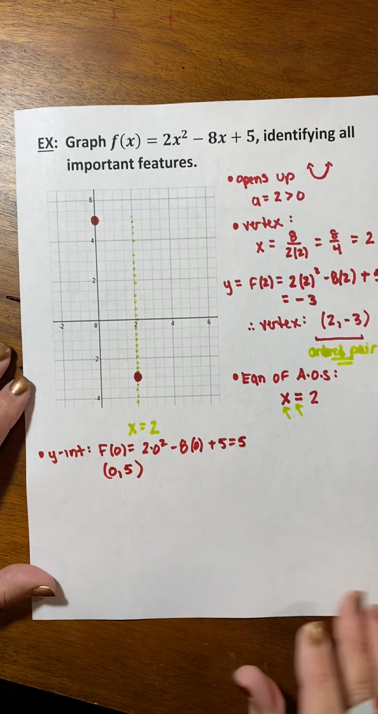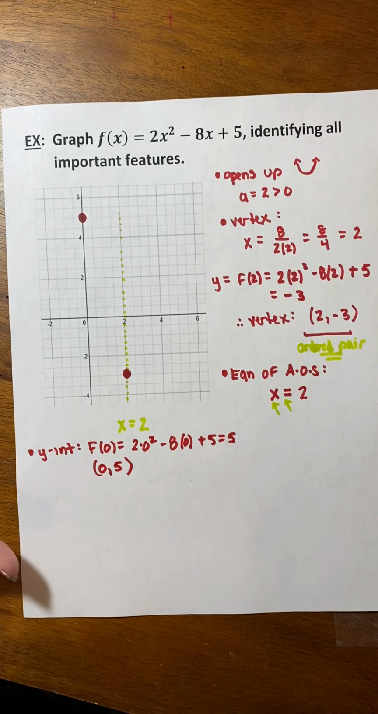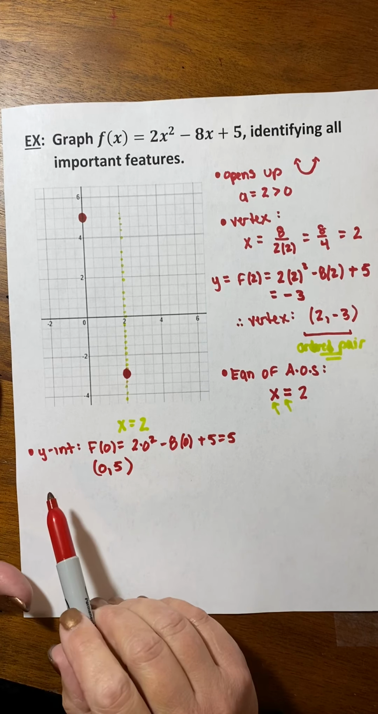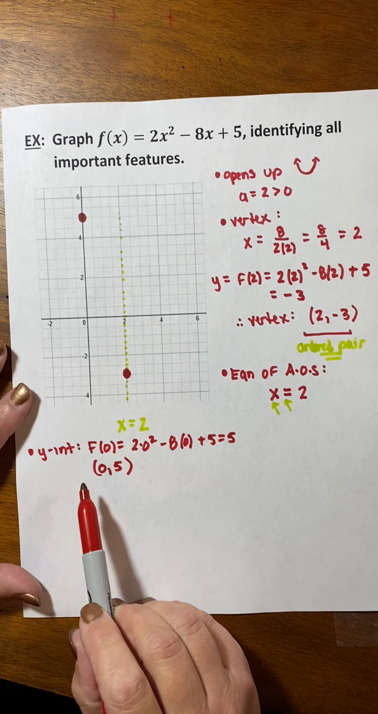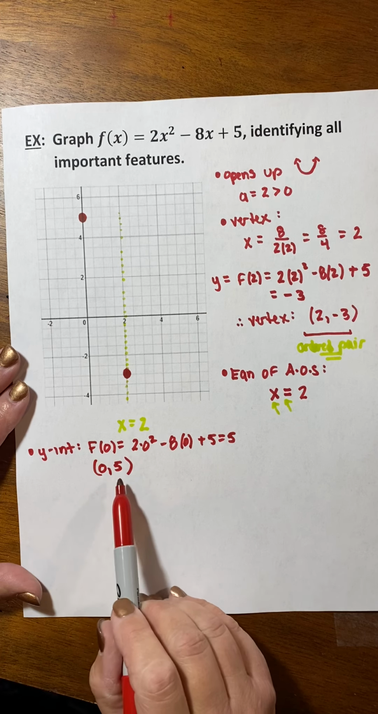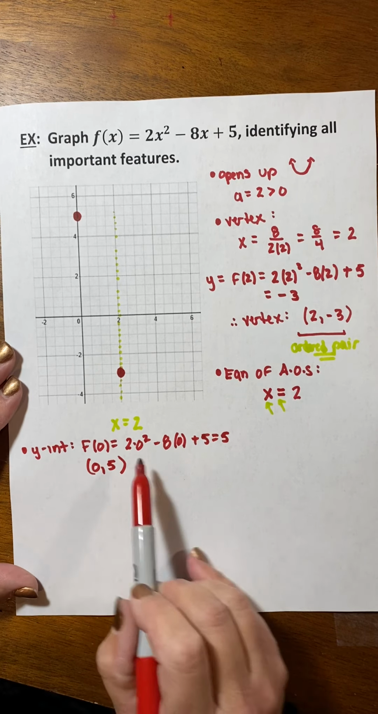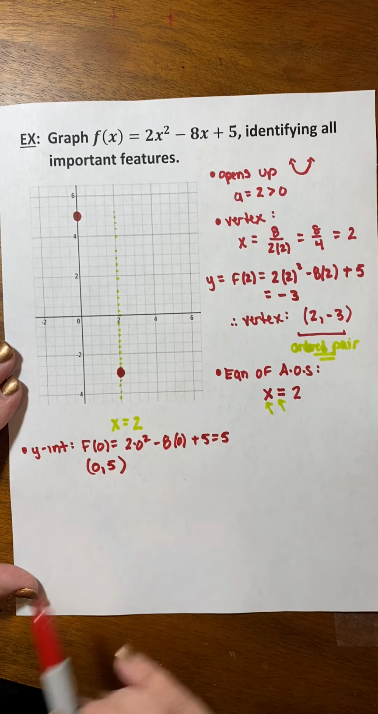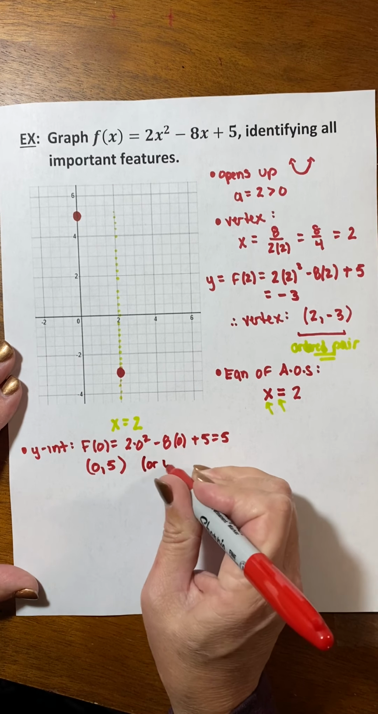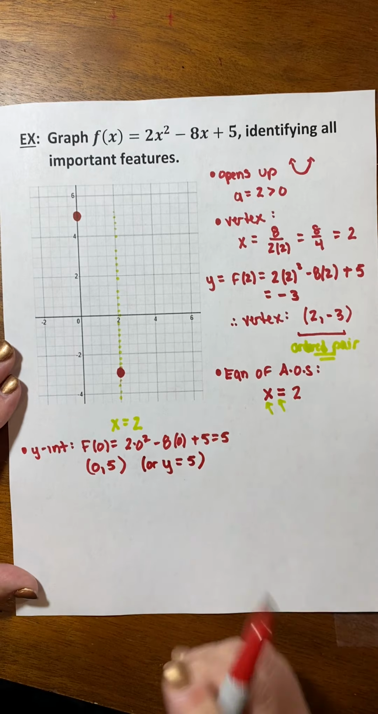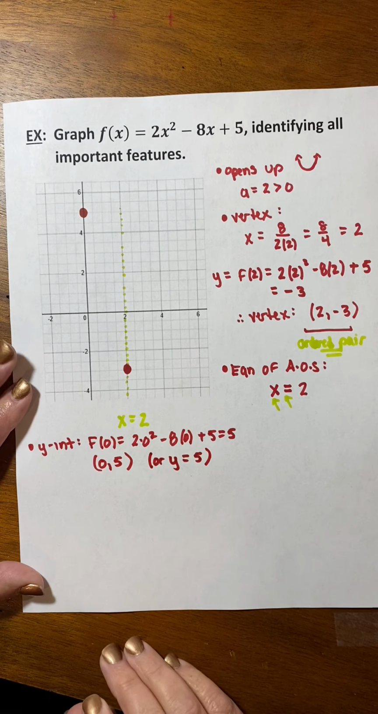Now, the y-intercept, this one gets a little tricky the way they ask you. They may say the y-intercept, give your answer as an ordered pair. So they're looking for x equals 0 and y equals 5 as an ordered pair. Or they might say y-intercept and give you y equals, and you would just say y equals 5. So just be careful. Look how they're asking for your notation.